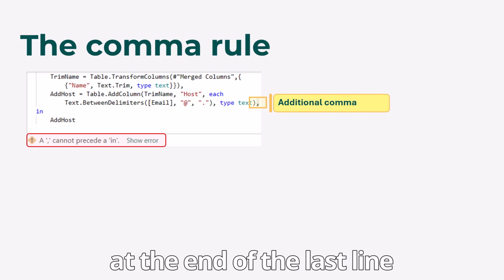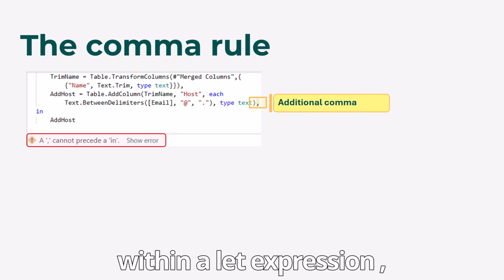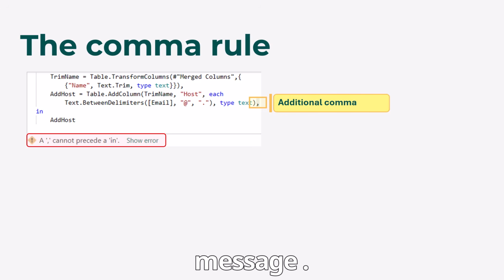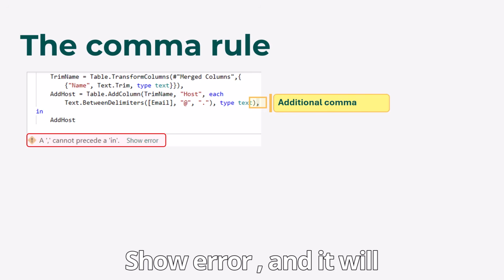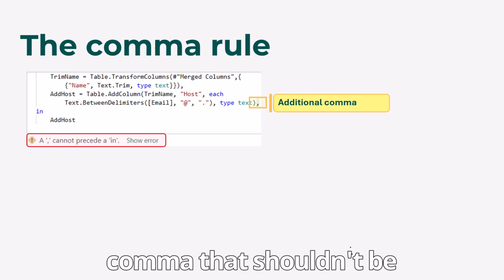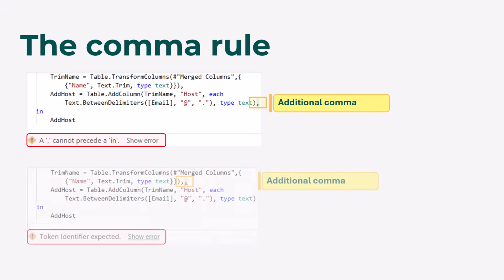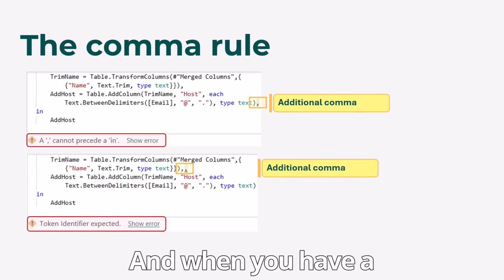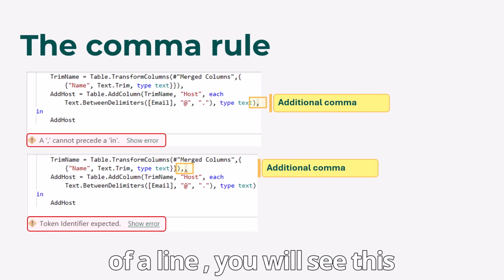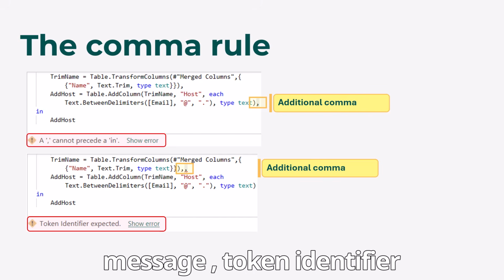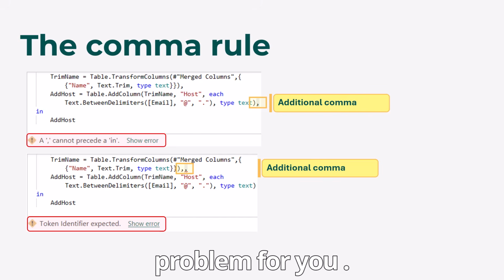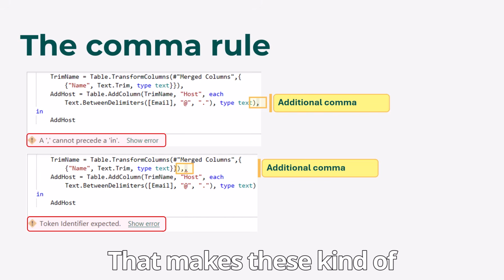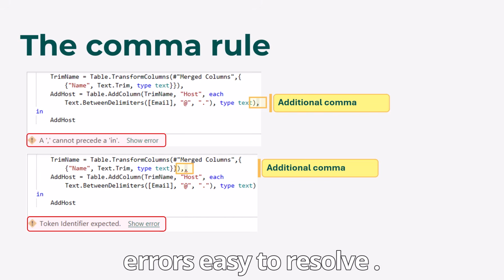When you have a comma at the end of the last line within a let expression, you will see this error message. A comma cannot precede an in. That kind of explains itself, but when in doubt, hit Show Error, and it will highlight the culprit, the comma that shouldn't be there. And when you have a double comma at the end of a line, you will see this message, token identifier expected. Now when you hit Show Error, it will highlight the problem for you. That makes these kind of errors easy to resolve.